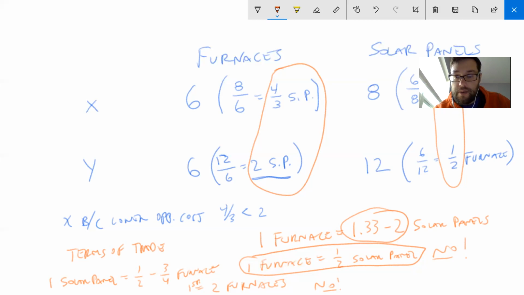So, and this question doesn't ask you to explain. So you technically don't really have to get too far into this as long as you see that it's not advantageous, right? So if it's not advantageous to trade, the price is too far outside the range, right? Then we need to recommend country X is not going to trade.